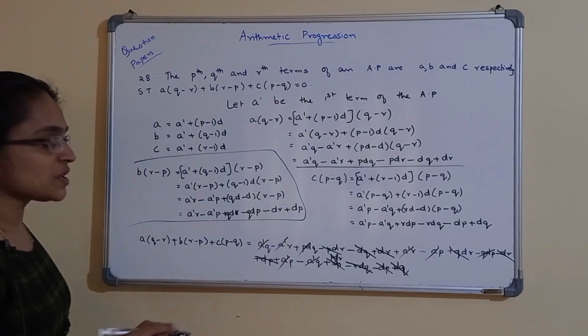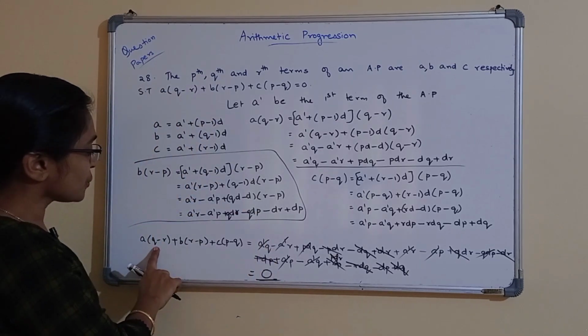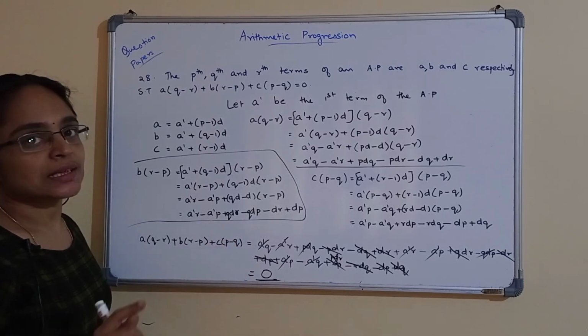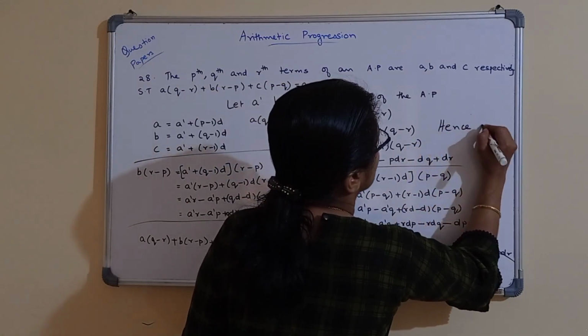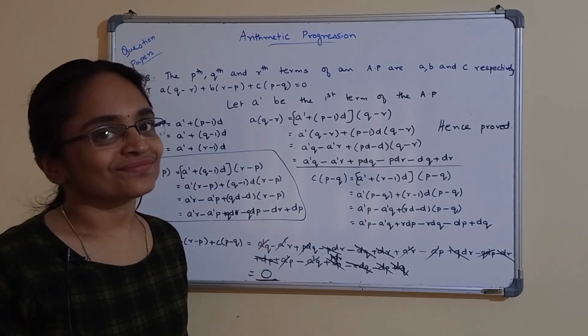So all these will get cancelled, which means this is equal to 0. That is a(q - r) + b(r - p) + c(p - q) is equal to 0. Hence proved.